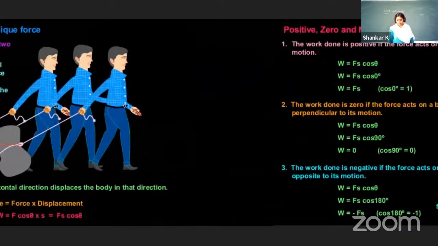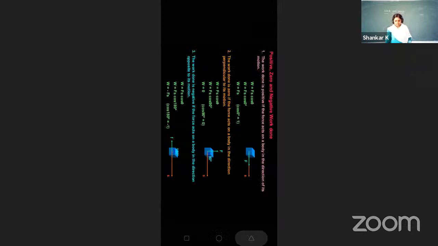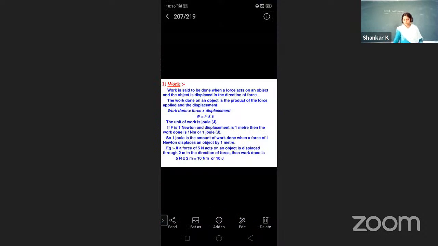I'll come to the next point. These are some examples I have given to you, friends. So how do we consider it, work done or not done?